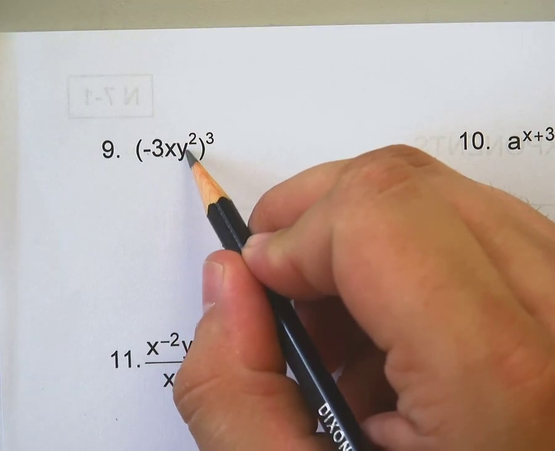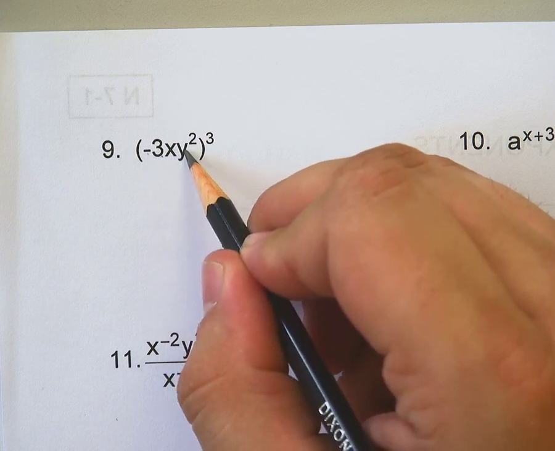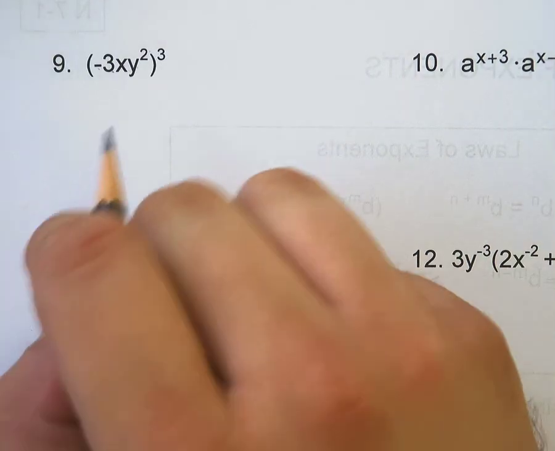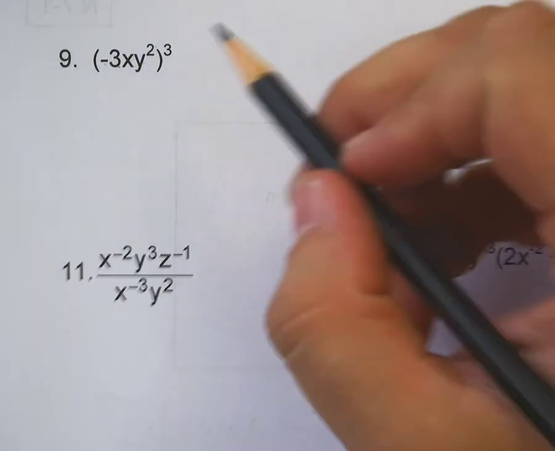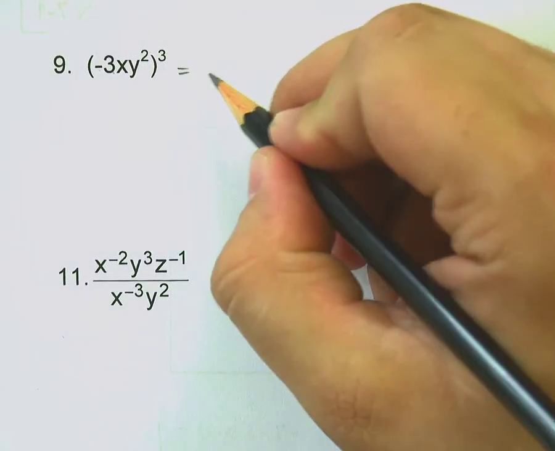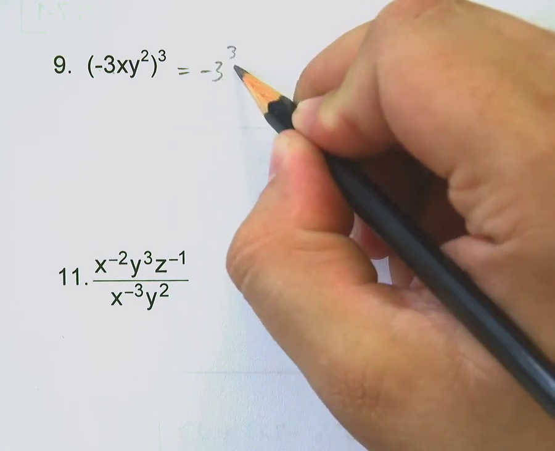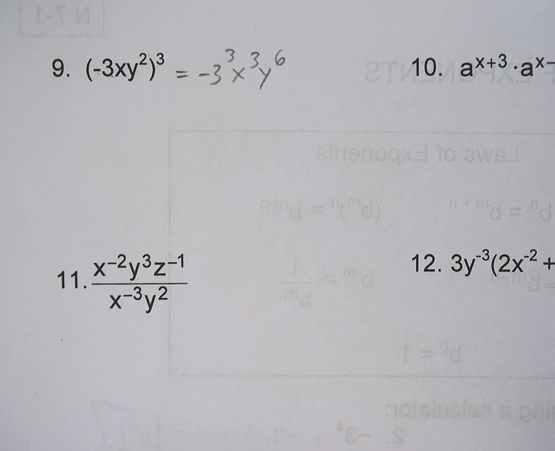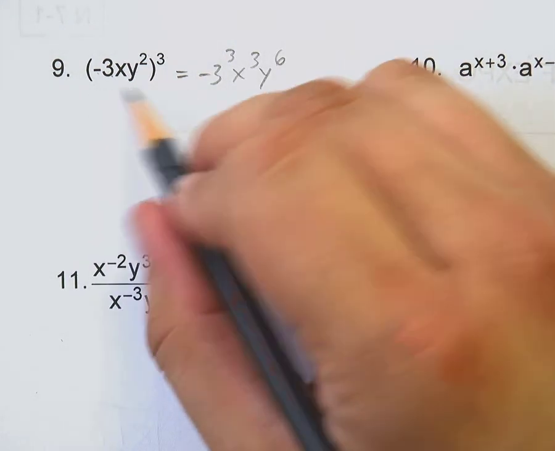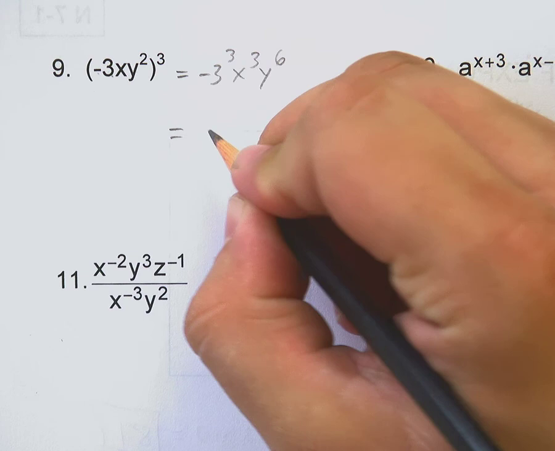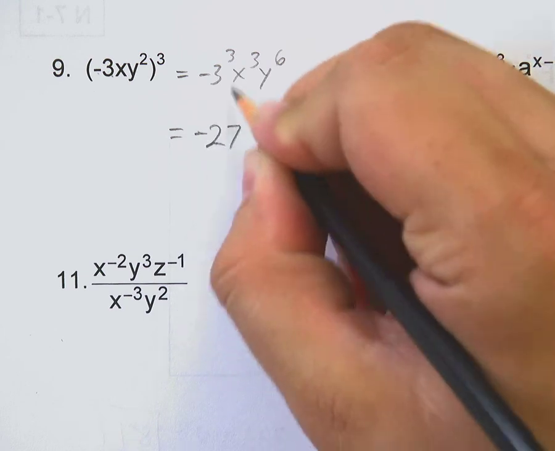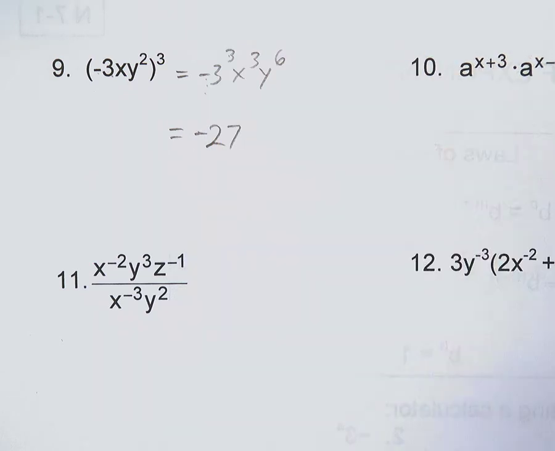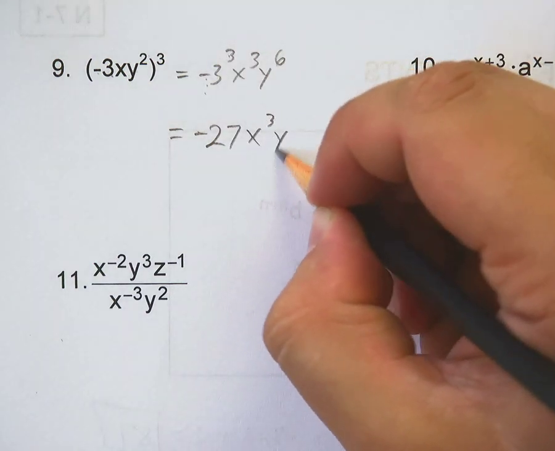Negative 3 times x times y squared to the third power. Now, since there are no adding and subtracting, I can actually call this negative 3 cubed x cubed y to the sixth. That's okay, only because there's no adding or subtracting. So this is going to be negative 27 because it's odd. Negative 3 times negative 3 times negative 3 will be a negative 27. X to the third, y to the sixth.